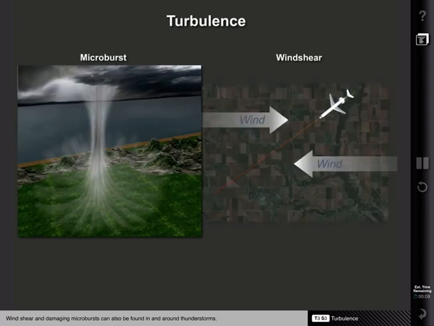Wind shear and damaging microbursts can also be found in and around thunderstorms.